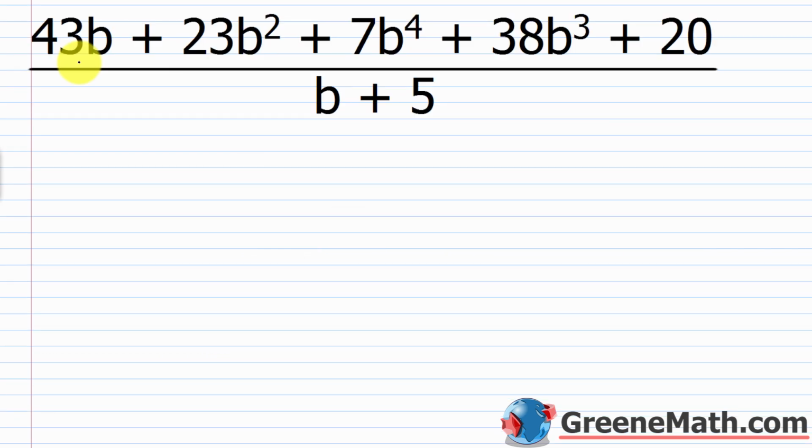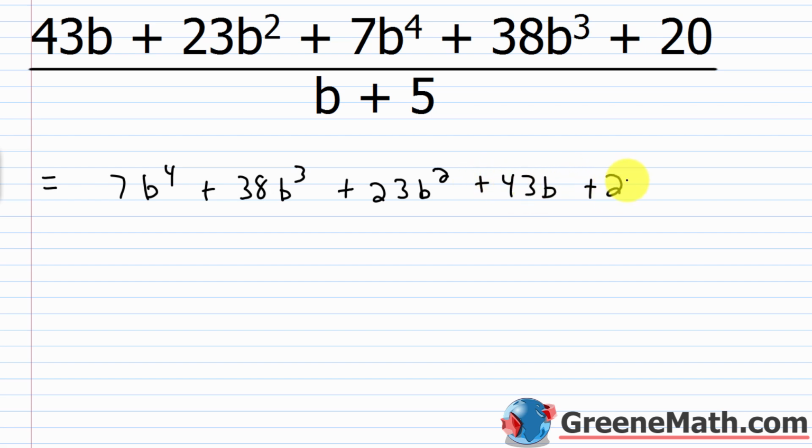All right, let's take a look at one final one. So we have 43b plus 23b squared plus 7b to the fourth power plus 38b cubed plus 20. This is over b plus 5. So again, I want to write everything in standard form and account for any missing powers. So I don't have any missing powers here. I'm just going to write everything in standard form. So 7b to the fourth power, then plus 38b cubed, then plus 23b squared, then plus 43b, plus 20, and this is all over b plus 5.